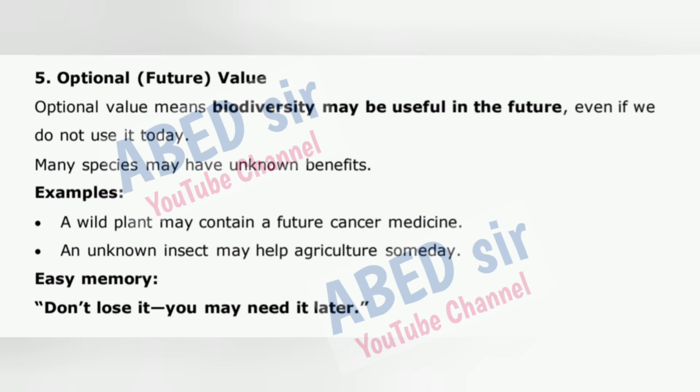5. Optional future value. Optional value means biodiversity may be useful in the future even if we do not use it today. Many species may have unknown benefits. Examples: a wild plant may contain a future cancer medicine. An unknown insect may help agriculture someday. Easy memory: don't lose it, you may need it later.